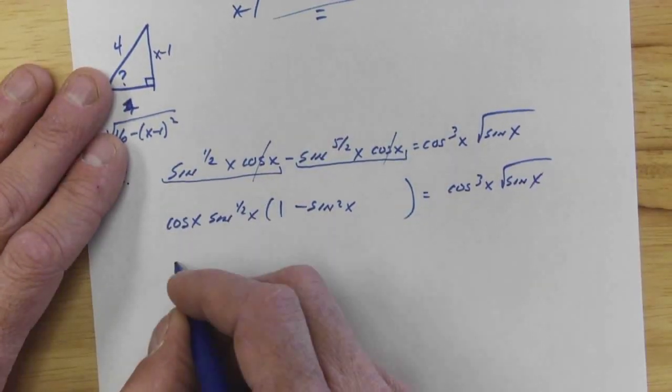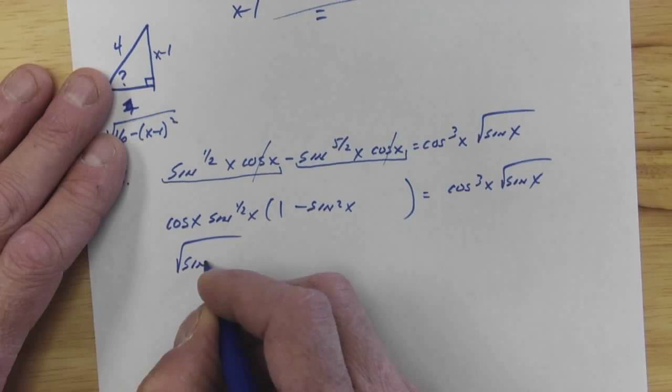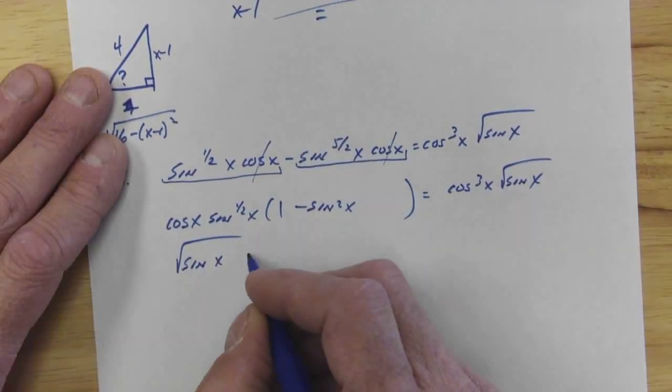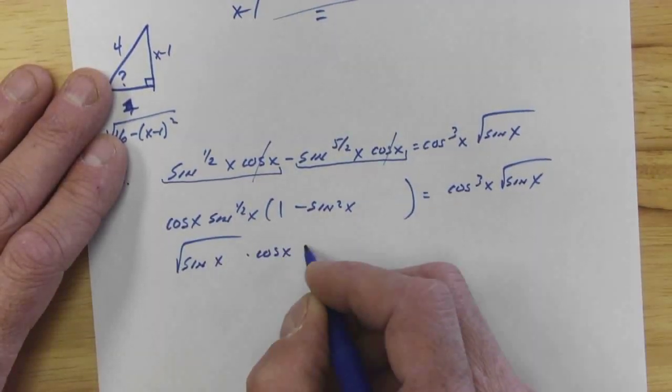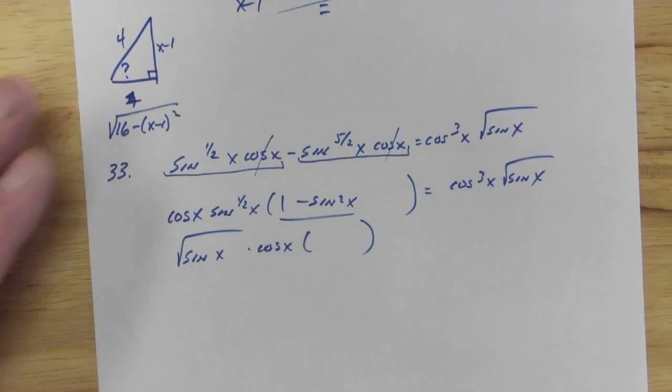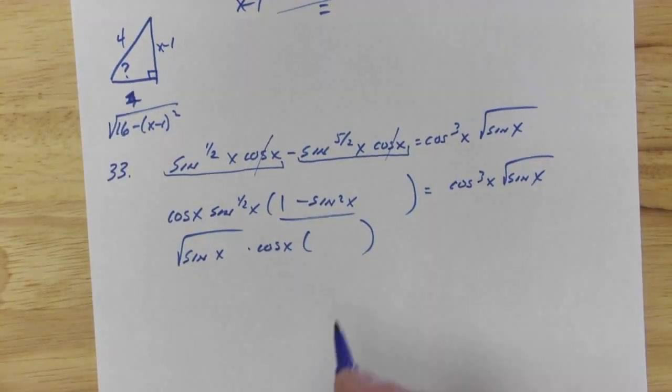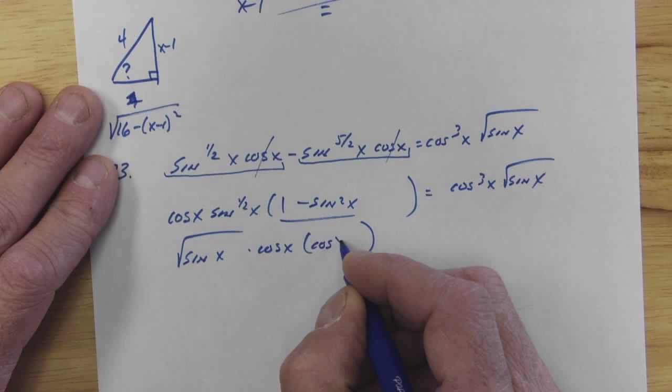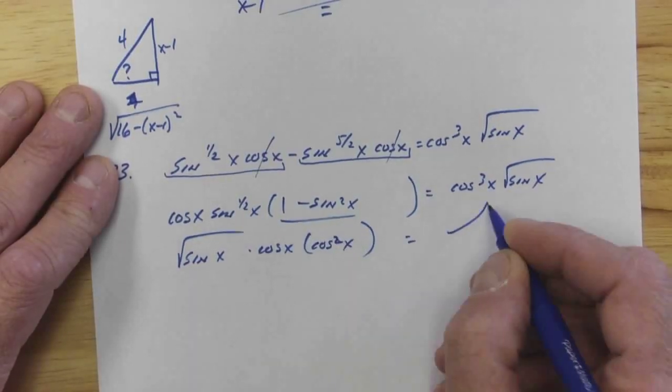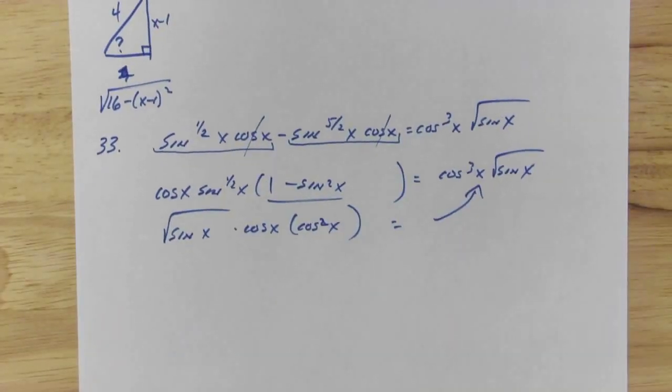Okay, so sine x, we've already talked about that. The square root of sine x. Okay, then we've got cosine x. Then what's 1 minus sine squared the same as? Cosine squared. And is that the same thing as that? Yep. Boom.